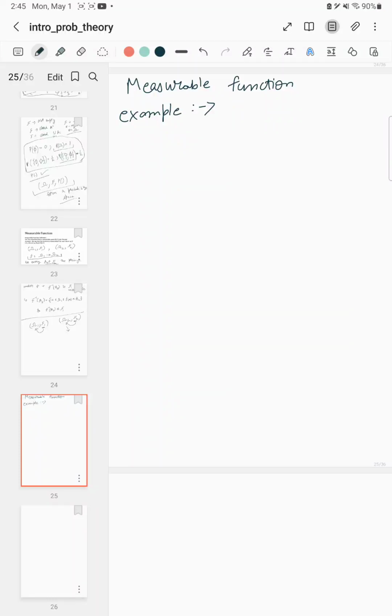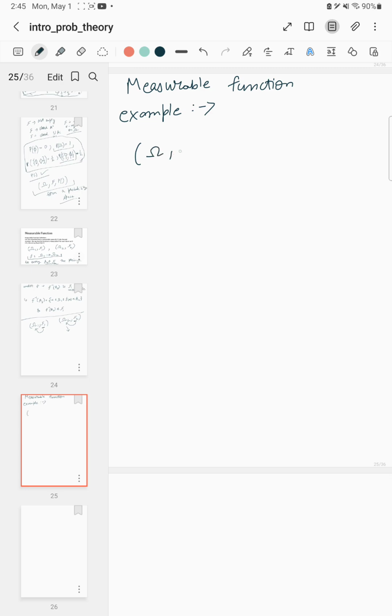Hello everyone. In this video, we are going to see an example of a measurable function. In the previous video, we had seen and we had defined what a measurable function is. So let's take an example of this. Let's assume we have two measurable spaces.